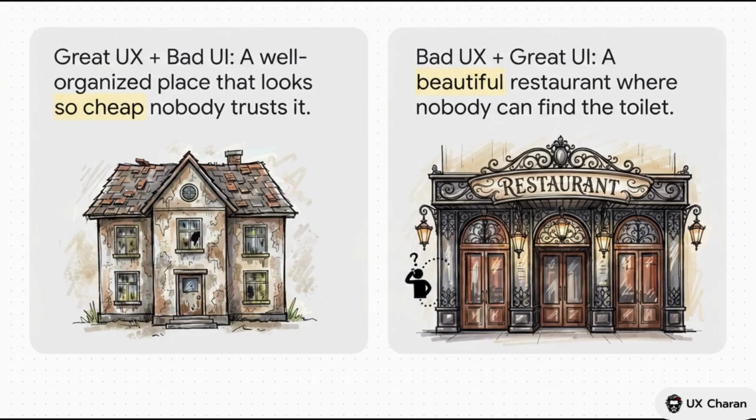Great UX plus bad UI, it's like a highly efficient restaurant that looks so cheap nobody trusts the food. On the flip side, bad UX plus great UI is this stunningly beautiful, Instagram-worthy restaurant where literally nobody can find the toilet. And, of course, bad product decisions mean you've got a perfectly optimized, beautiful restaurant that nobody in that neighborhood actually wanted in the first place.